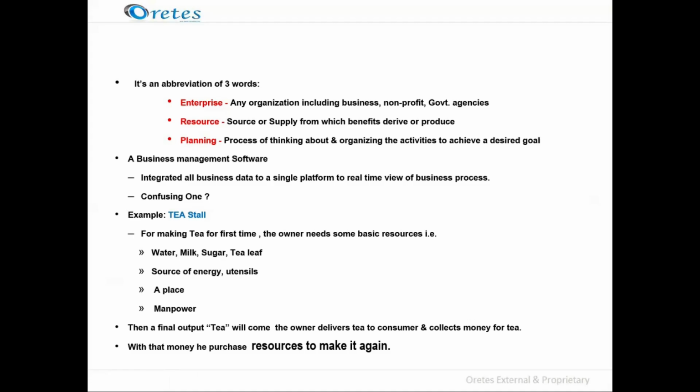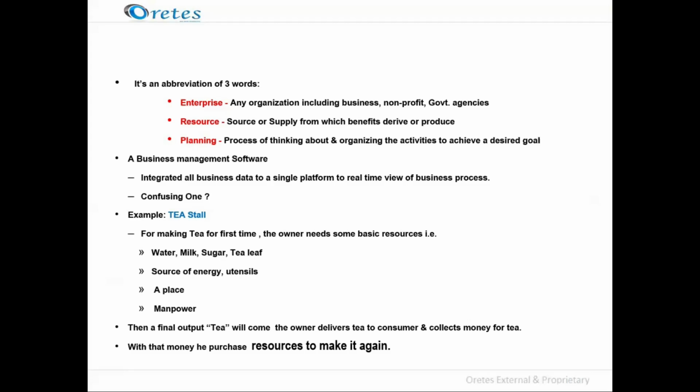Then manpower. Okay, let's say you have only yourself or one more person, two persons, you decided to start the tea shop. Now, in the tea stall, what exactly do you need to run your business? You need water, you need milk, you need sugar, you need tea leaves, which are your production resources, and obviously you need some cups to serve. Then what exactly are you doing? You are producing by using your container or utensil, and you are selling to the consumer.